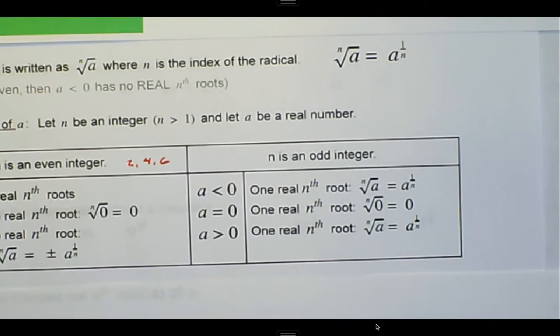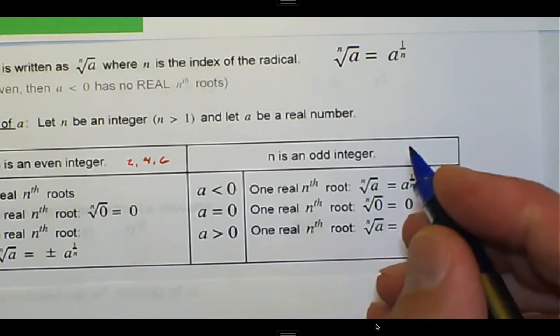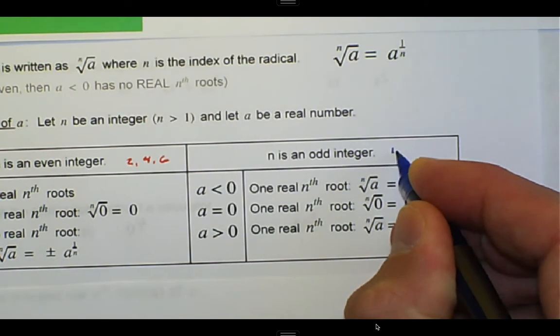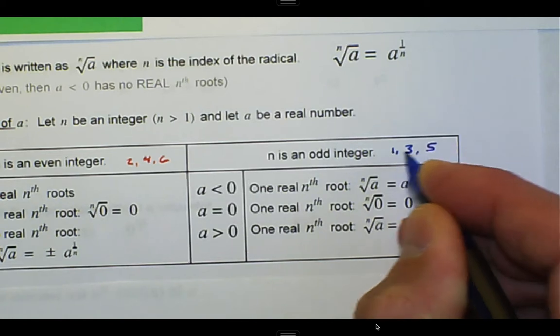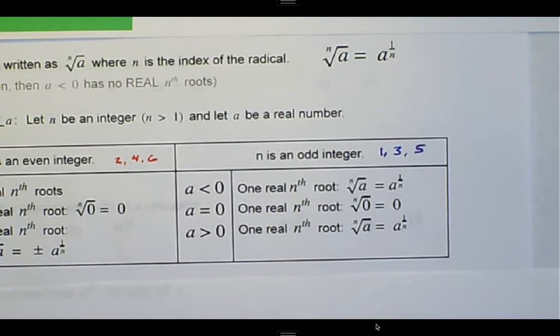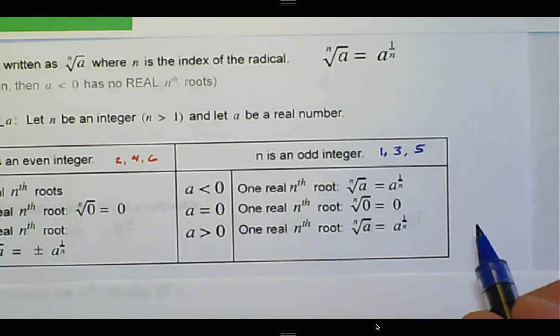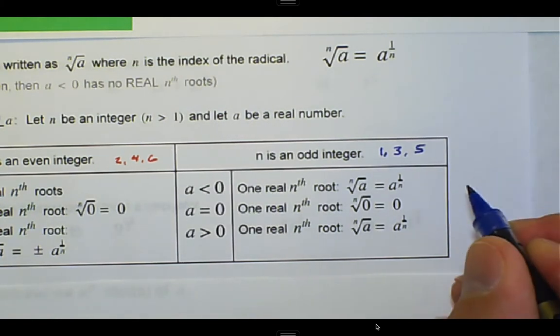All right, so now we're talking about odd integers. In odd integers, 1, 3, 5, and so on. So if A is less than 0, this is different than when we had an even integer. Let's take a look at an example.